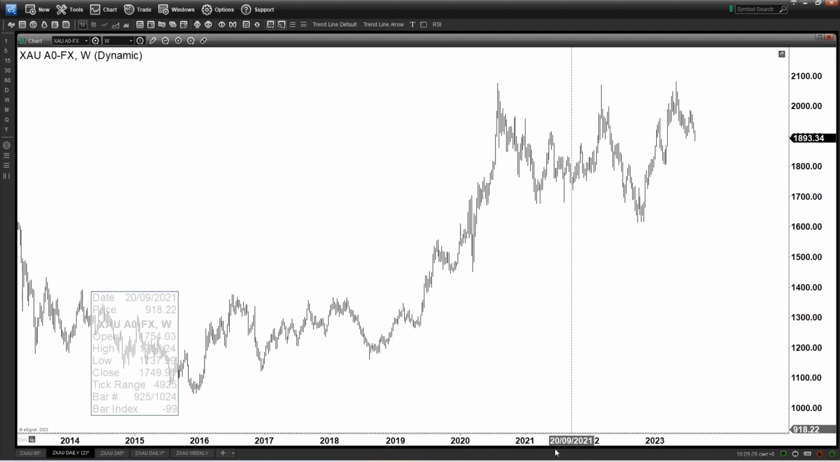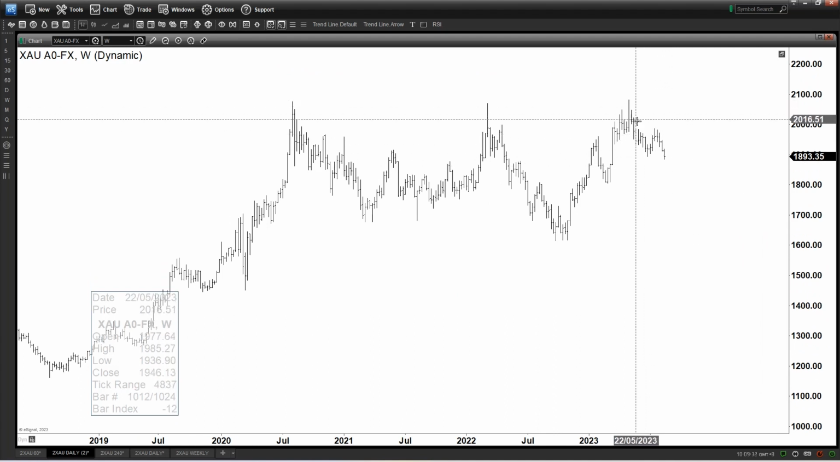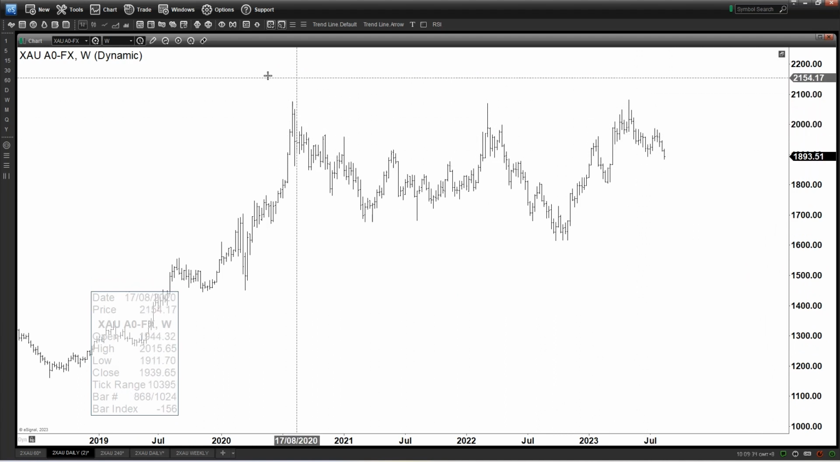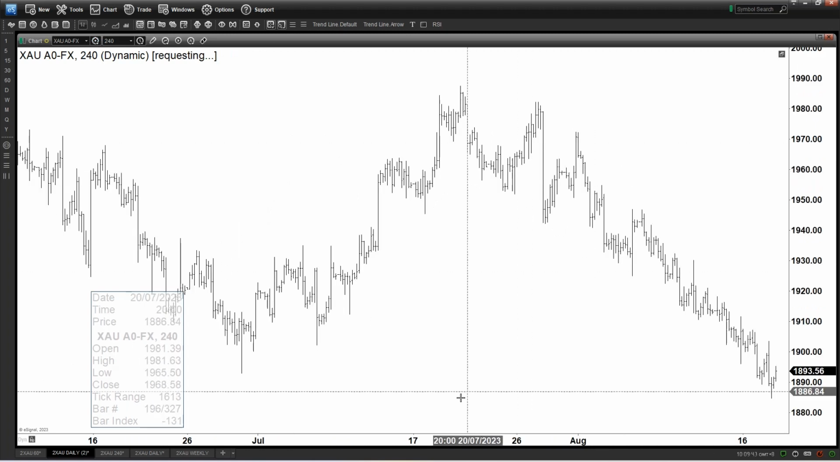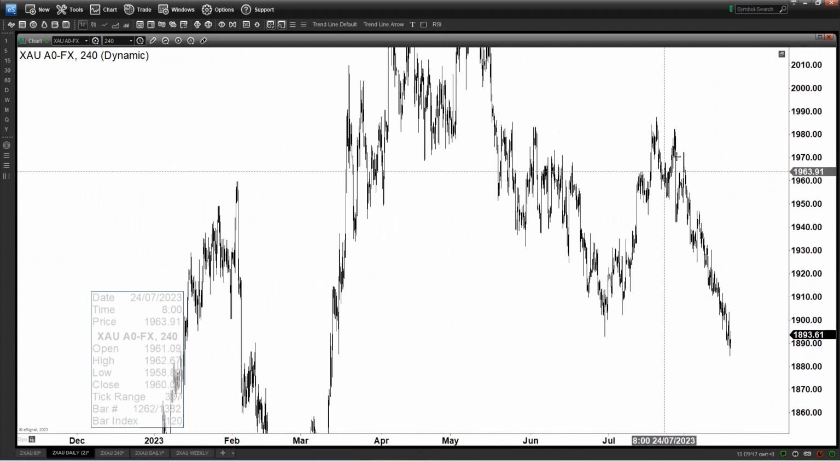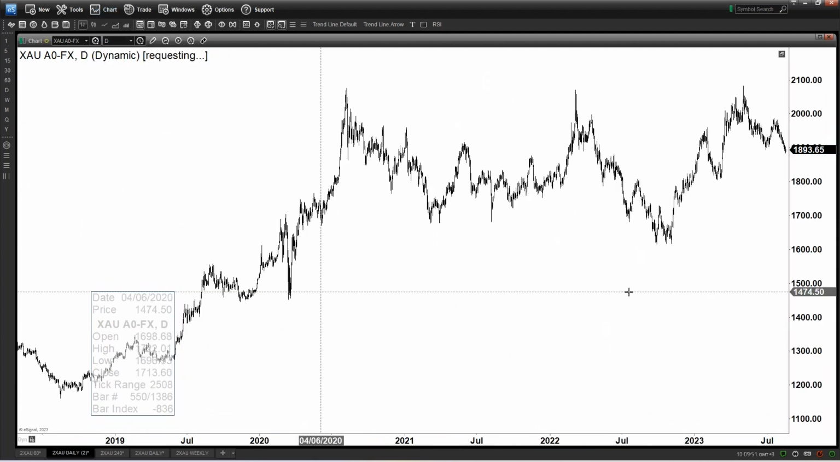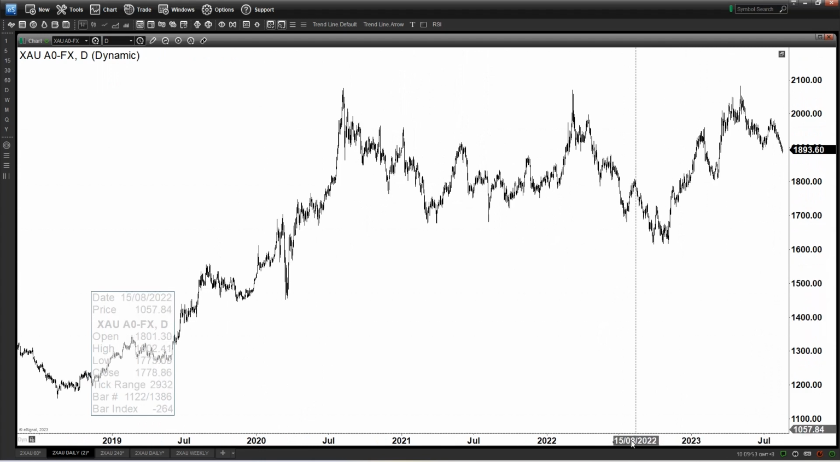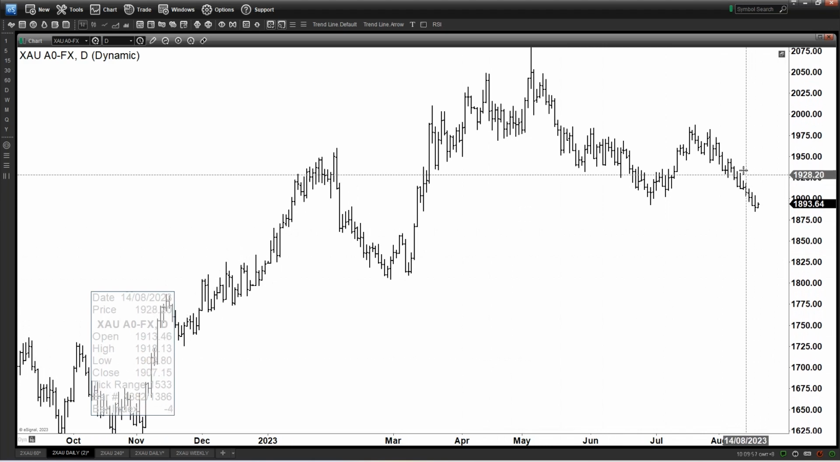Okay, we got two options. So we can see right here, this is the pullback. Now I'm gonna take a look at the shorter cycle structure of the pullback. Maybe going to the 4 hour. Okay, so let's say 240, which is 4 hour time frame. Now if we take a look at the 4 hour or even a daily, I think daily probably we can see it as well. Right, okay, so let's take a look at the daily time frame here. We got two options here.